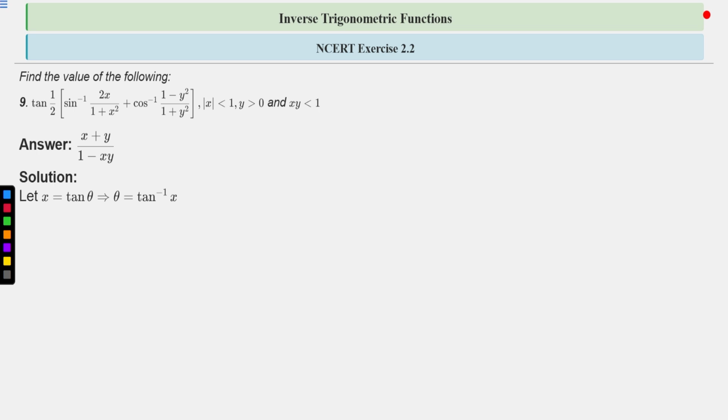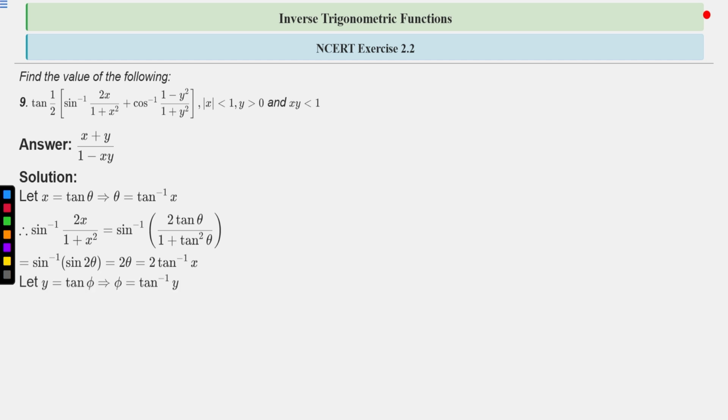Let x is equal to tan theta, right? Therefore, theta will be equal to tan inverse x, right? So sin inverse 2x upon 1 plus x square can be written as, we will put x as tan theta. So it will be equal to sin inverse 2 tan theta upon 1 plus tan square theta, right? Therefore it will be sin inverse sin 2 theta, which will be equal to 2 theta, right? And it will be equal to 2 tan inverse x because we have taken theta as tan inverse x, right? So 2 theta will be equal to 2 tan inverse x. Got it?